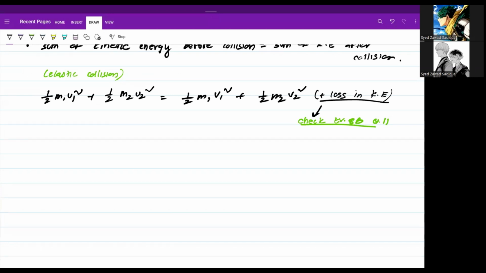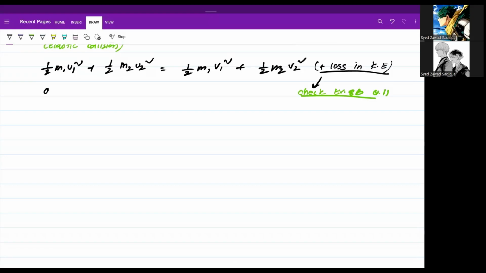All right, now you can further break this down by writing u1 square plus u2 square is equal to v1 square plus v2 square. Because try to understand something: the half can be taken common, and m1, m2 can be taken common because these are constants. So, break it down like this.